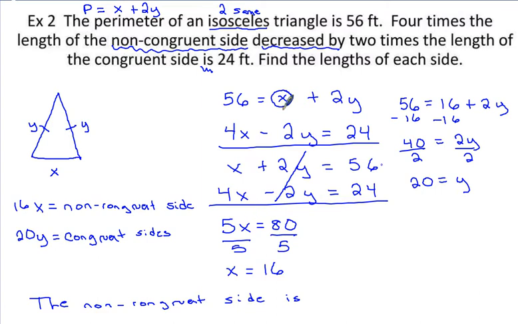The non-congruent side is, what unit are we talking about? Feet. So the non-congruent side is, we decided it was 16, so it is 16 feet. And the congruent sides, guys, it's not one side. Please don't let something so silly as not putting down that you're talking about both of them. The congruent sides are 20 feet.